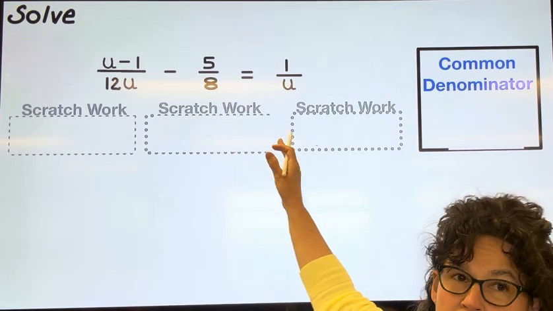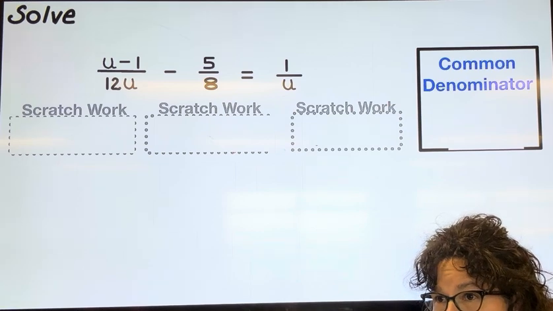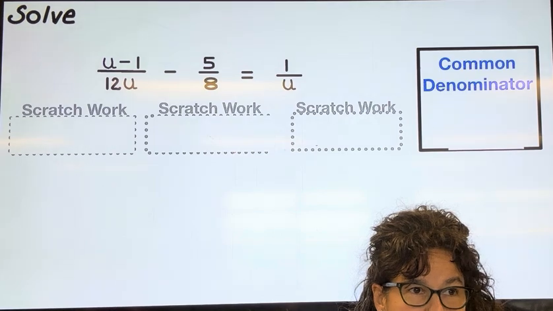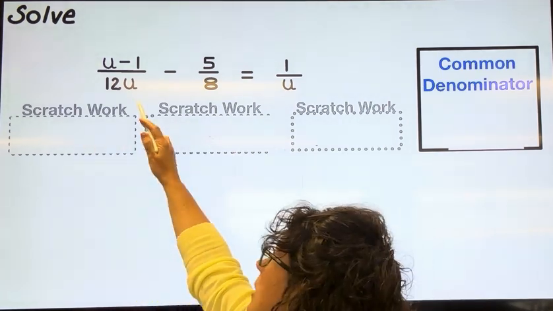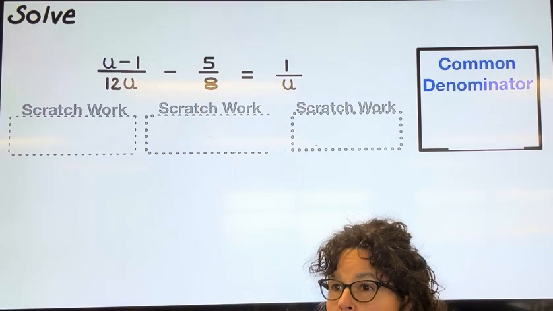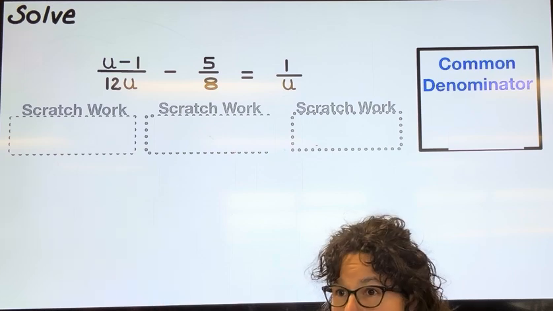To solve this equation that has a bunch of fractions, we want to multiply both sides by something that's going to cancel all these denominators out. Now, starting with just the variable, at most a denominator has the variable u. So we're going to use u as one of the things we multiply by, because u will cancel u.